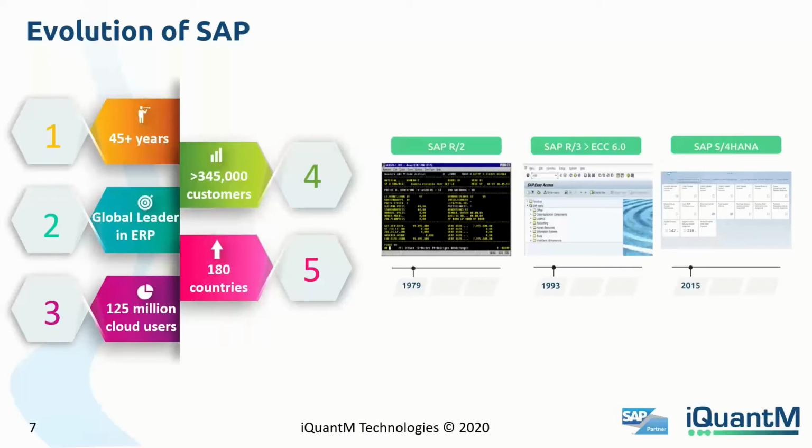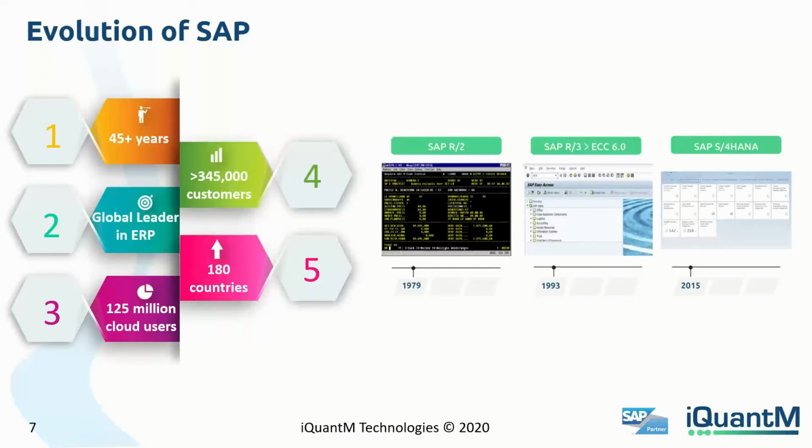SAP started out with R2 in 1979, which was based on mainframe computing. This was successful because of the integration between the operation and the core functions. R2 included most enterprise functions such as supply chain, manufacturing, accounting, HR. It supported many languages and currencies. It then gained popularity with the multinationals.